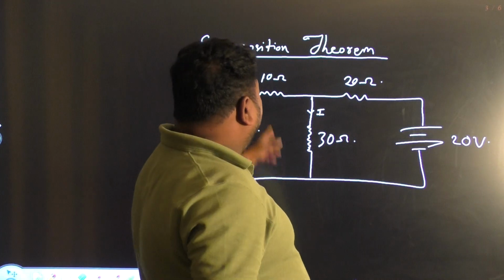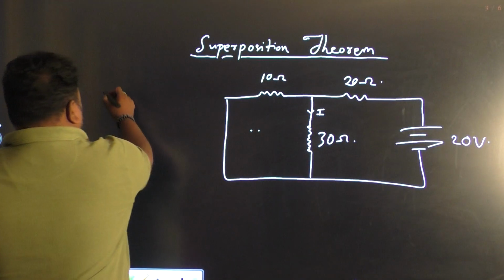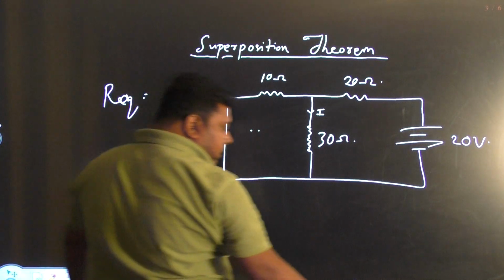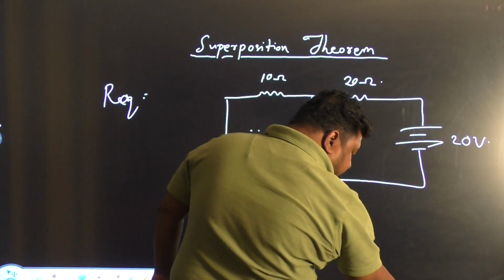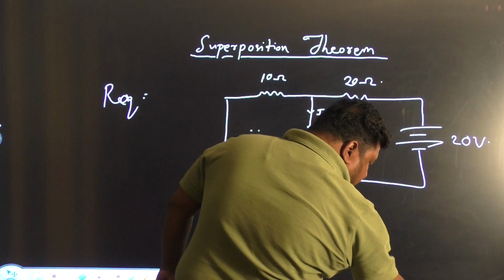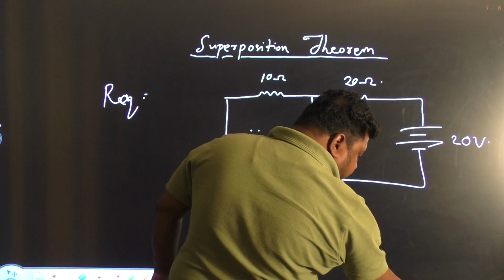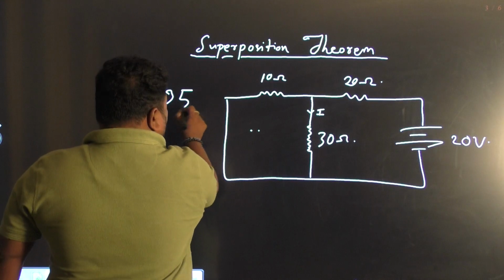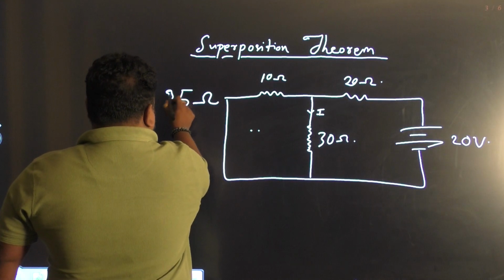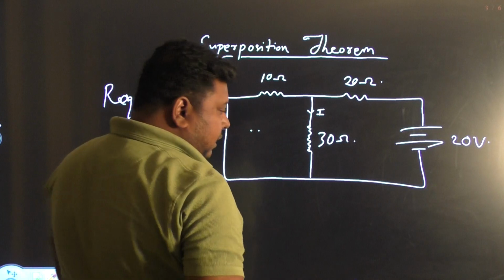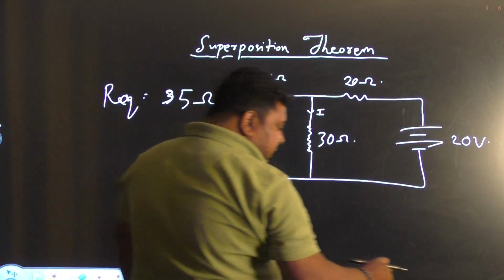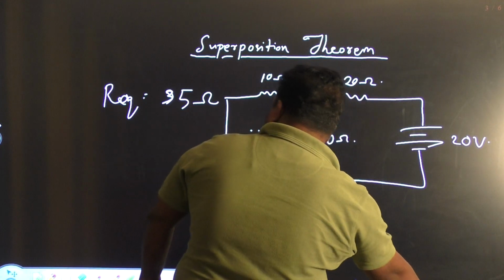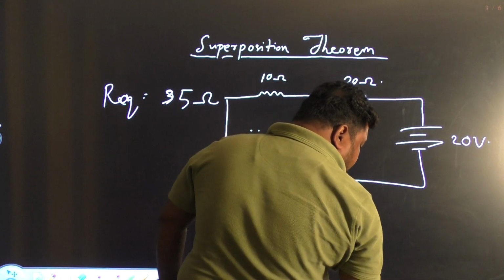You have to find the R equivalent, and all of you are aware of how to find the R equivalent. So my pre-calculated value for the second step is: R equivalent I am getting 35 ohm, and repeatedly I am saying, you can cross check this calculation because I have already pre-calculated these values. So I have got the R equivalent 35 ohm.